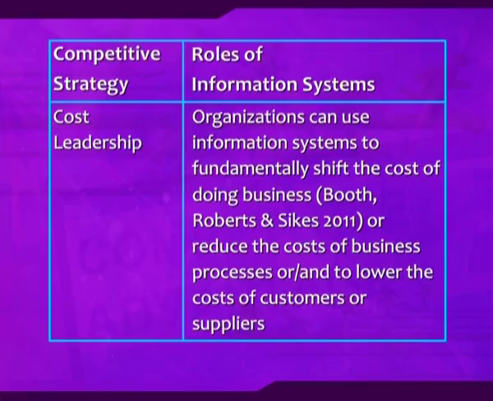Competitive strategy, one is cost leadership. Organizations can use information systems to fundamentally shift the cost of doing business or reduce the cost of business processes to lower the cost of customers or suppliers. That is, using online business-to-consumer or business-to-business models, and e-procurement systems to reduce operating costs.